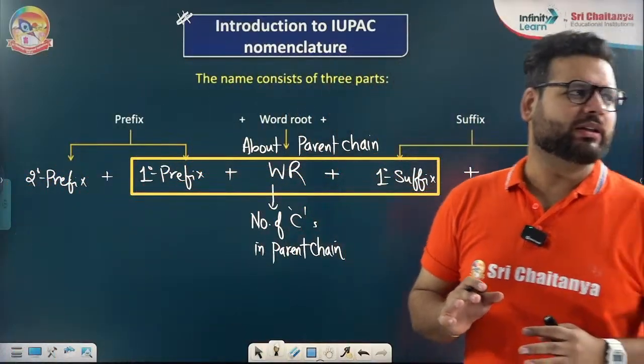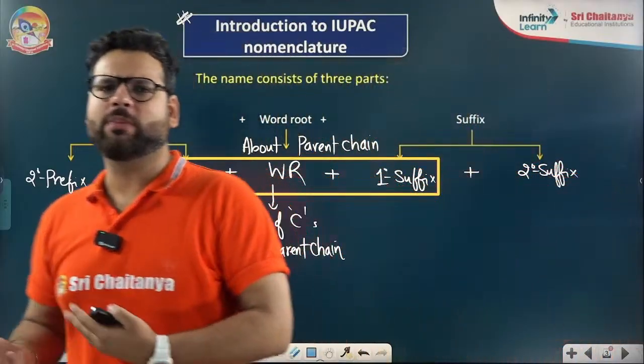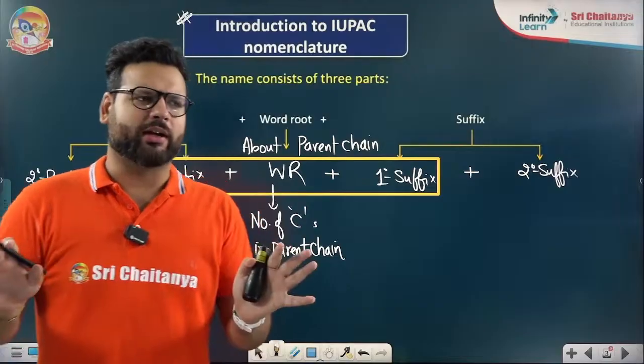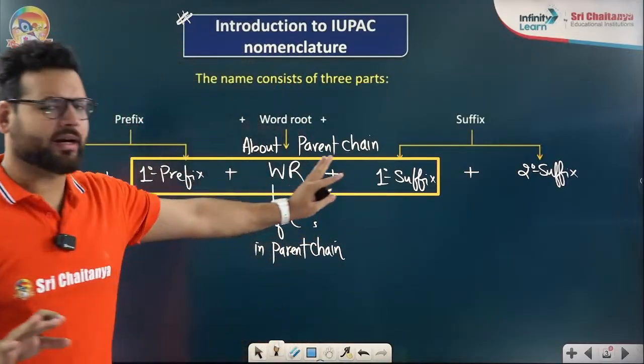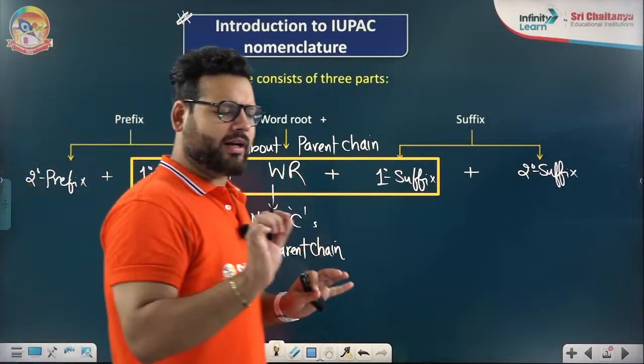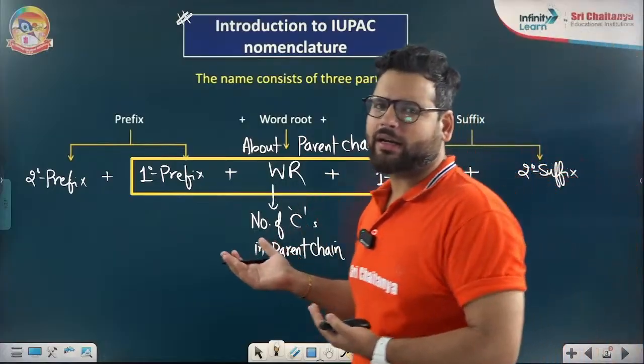And all of you know that the word roots are meth for 1, eth for 2, prop for 3, but for 4. No need to write. All of you know this. Okay, just write this part what I am writing. No need to write that meth, eth, prop. I'll give you the table also. If you want, you can write it later, but not right now.